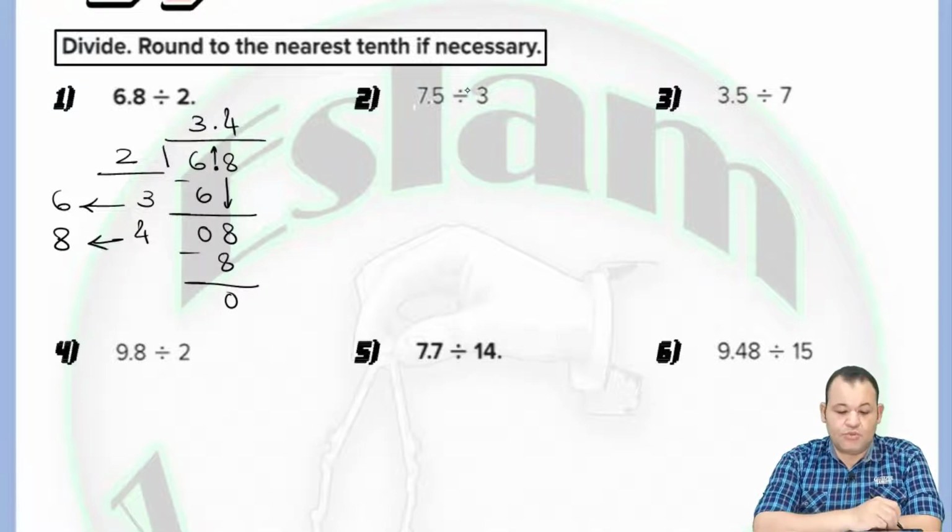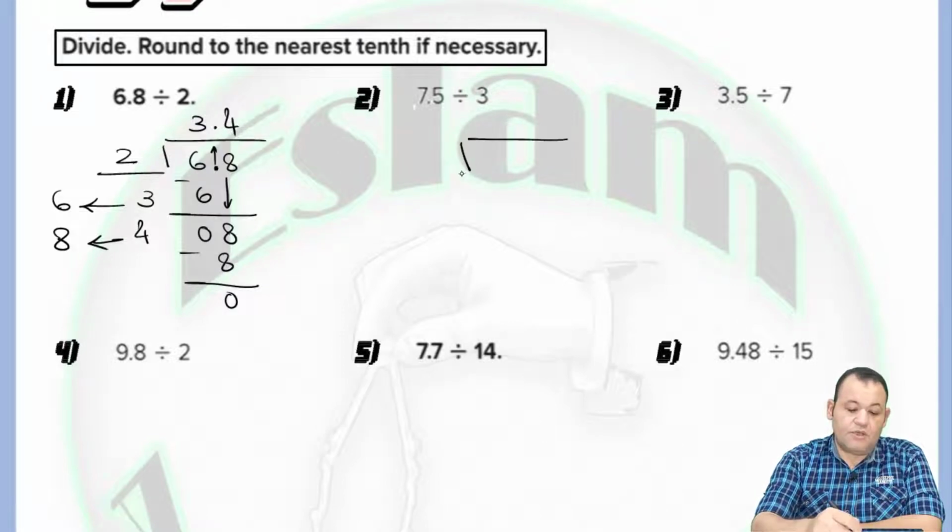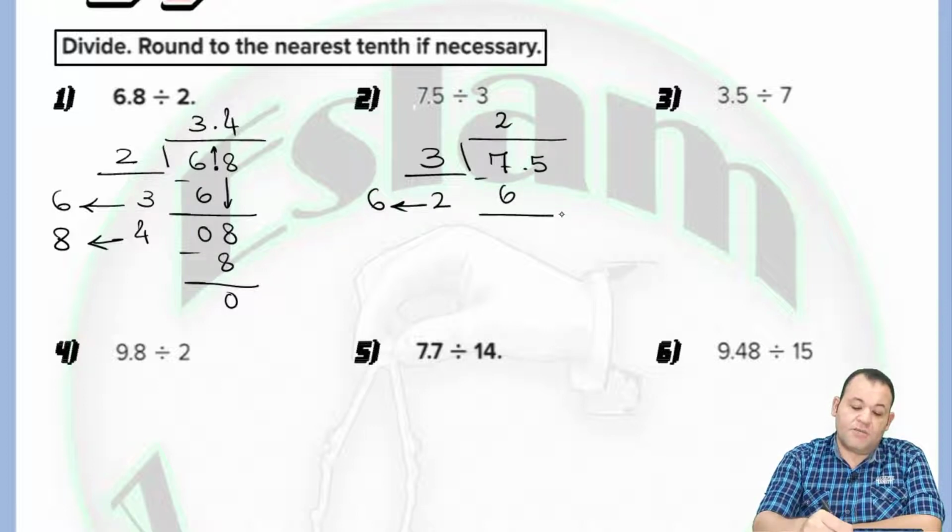Again for number 2. 7.5 divided by 3. By using the long division, we have here 7.5 divided by 3. The divisor is one digit, so I will just look at one digit. 7 divided by 3. The closest number will be 2, because 2 times 3 will be equal to 6. 2 up and 6 down. Now subtract. 7 minus 6 equals 1. Once you find the decimal point, put the decimal point in the quotient.